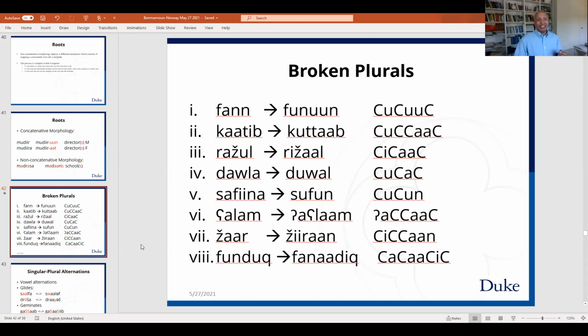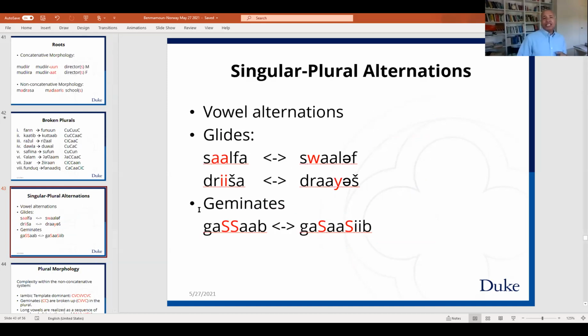And we go through the analysis in our work. The other complication in Arabic is that when you have a long vowel in the singular and you have a broken plural, you introduce a glide. If you want to know more about this, you can look at the really great 1990 paper by McCarthy and Prince on broken plurals in Arabic. So you get this kind of insertion of a glide.